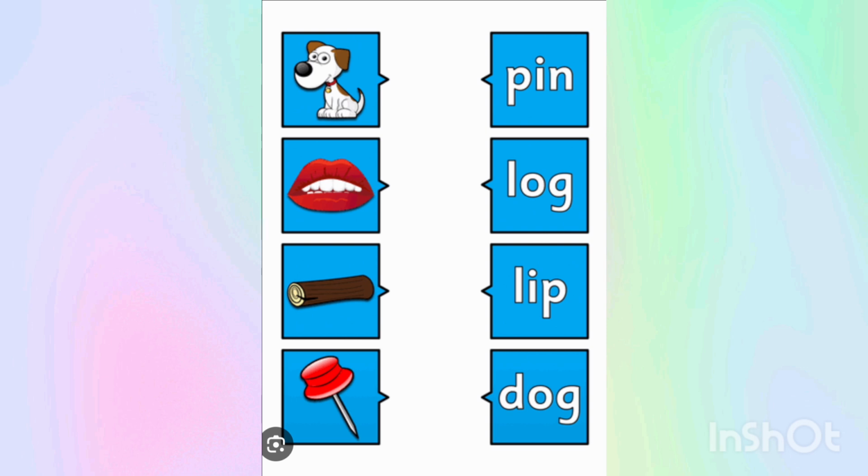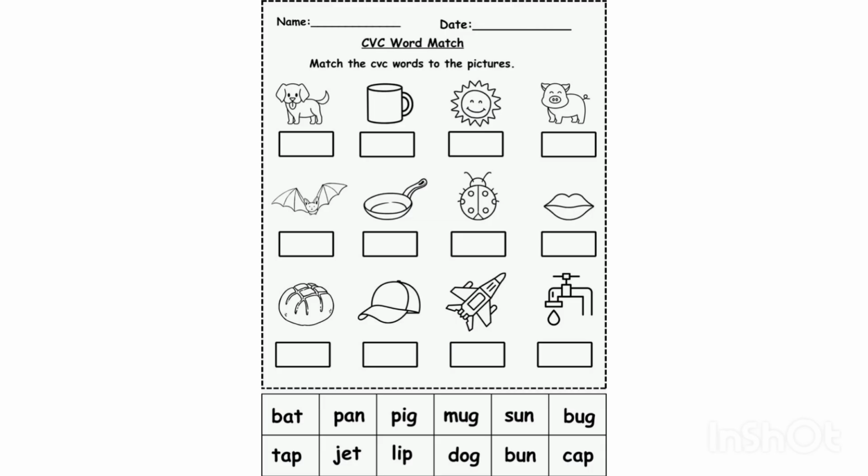Here they will read all the three-letter words like p, i, n, pin, l, o, g, log, l, i, p, lip, d, o, g, dog, and they will match them one by one. Here we have matched pin with pin, then log, lip, and then last, dog. So here we have again given them guided activities where they are matching the pictures with the three-letter CVC words and learning to read the CVC words.